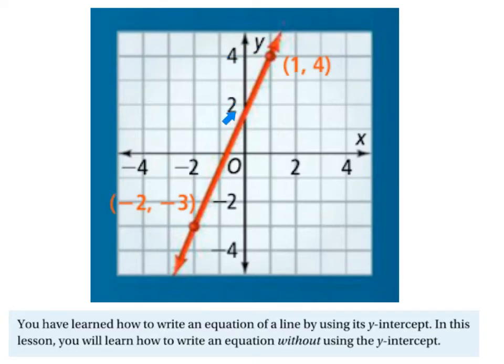But the difficulty with this is that we don't have a clear y-intercept. It's not right on an integer value, and so any number that we would put there would be some approximation. Therefore, if we used it to calculate some unknown point, it would be an approximation and not an exact value. So what we're going to learn today is how to use two different points, and not the y-intercept, to write an equation for the line that will precisely calculate any other coordinate if we know one of the coordinates provided.